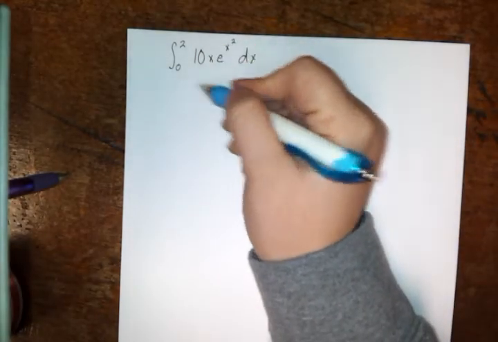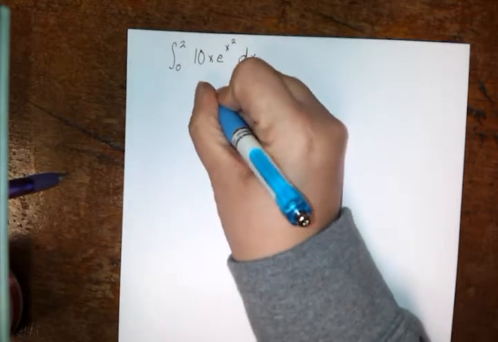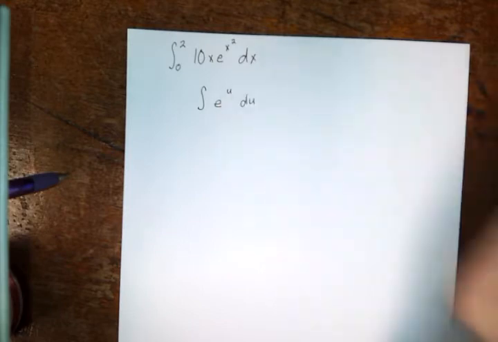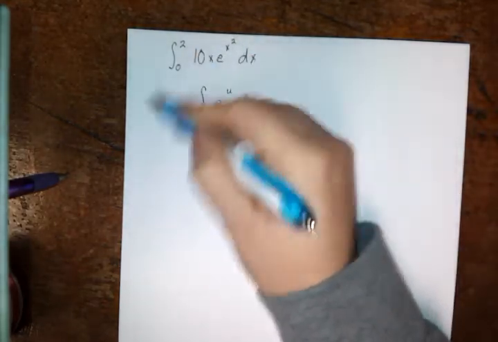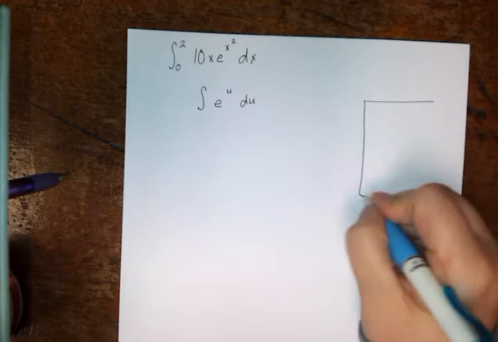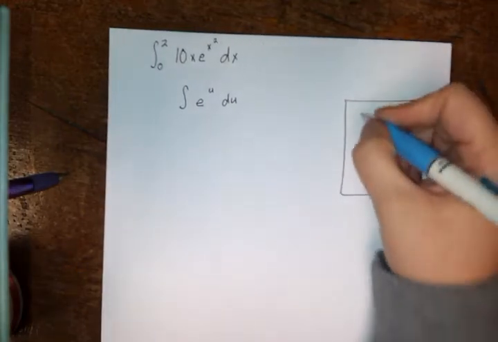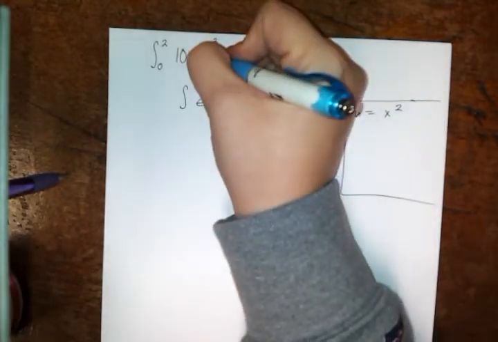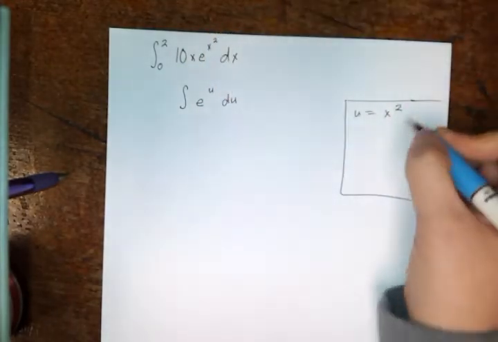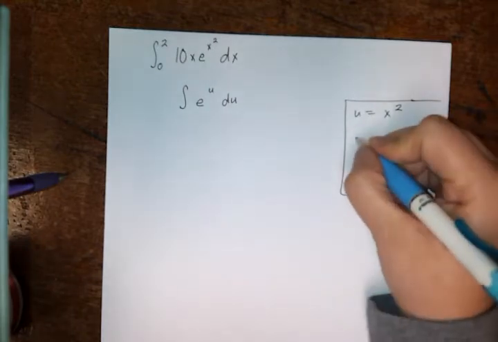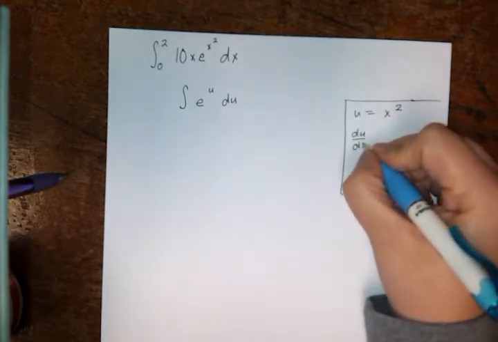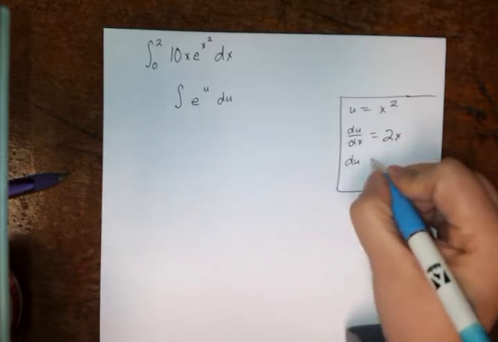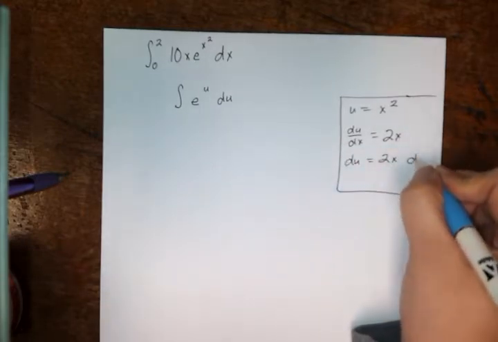So we know we're going to be using substitution, so let's rewrite this as e to the u du. This is an integral we can find. This up here is not an integral we can find. So that means that our u equals x squared. I said e to the u, this is e to the x squared. So we have u equals x squared. So the derivative of u with respect to x is going to be 2x. That means du equals 2x dx.